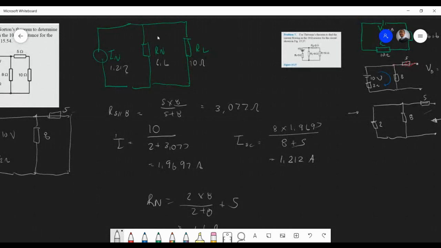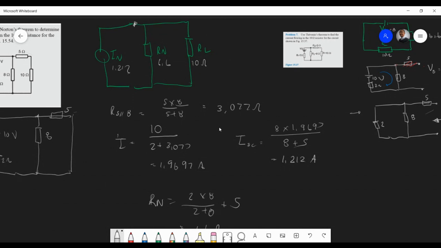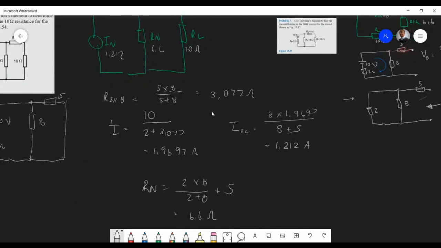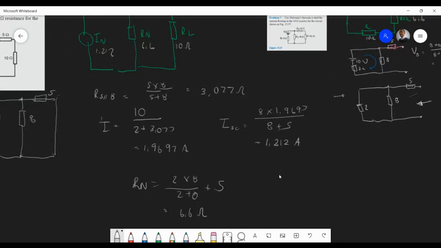So I'm hoping that now we need to find the current going through this, and we're going to use current division over here now. So I hope we're going to get the right answer. With John Bird, they kind of neglect the 5 ohm, and we'll see now. Hopefully it doesn't make a difference. Yeah, it shouldn't. Okay, it's fine.